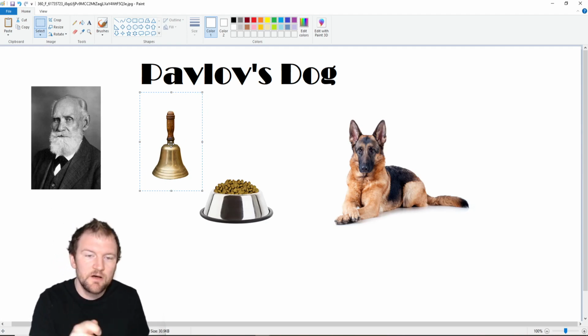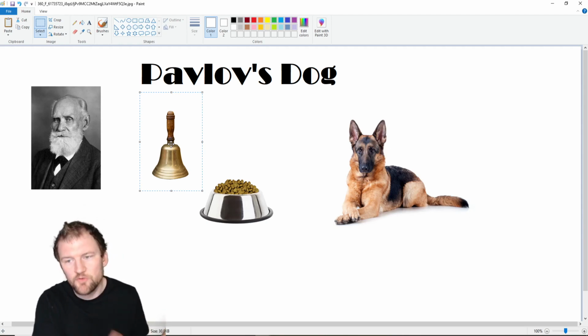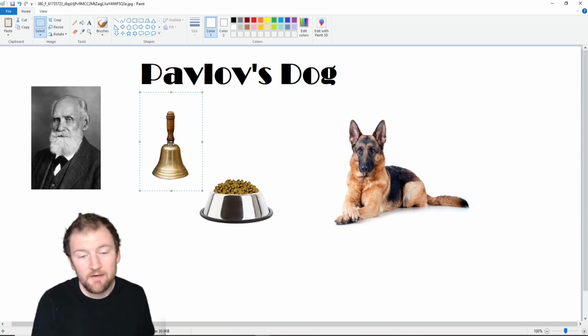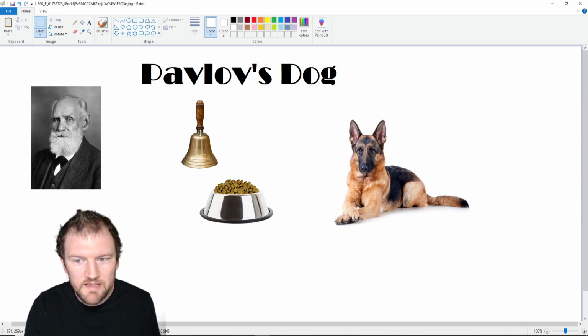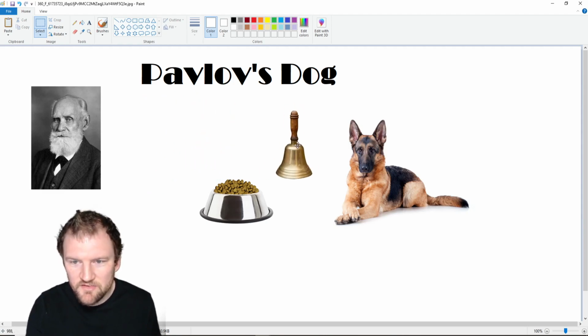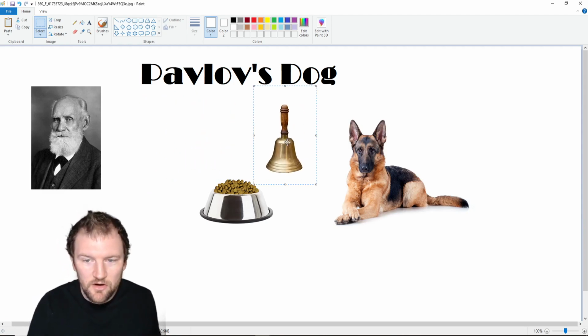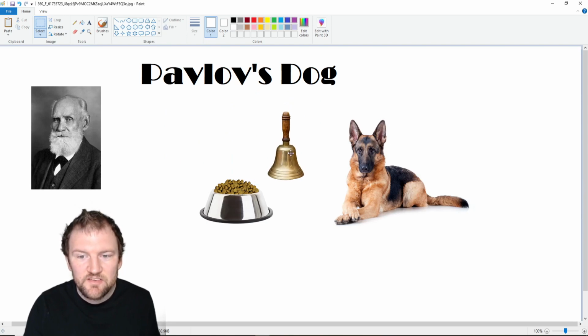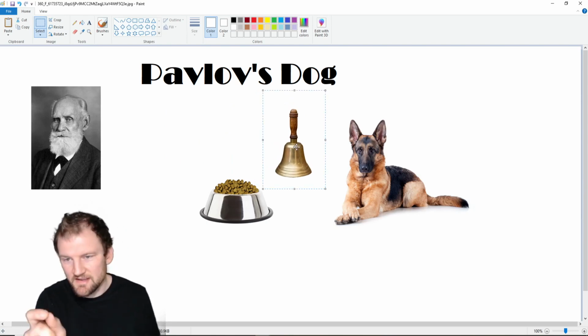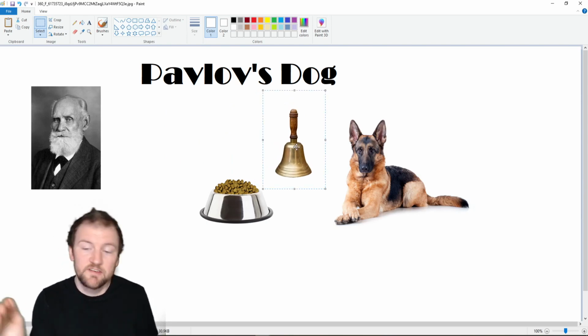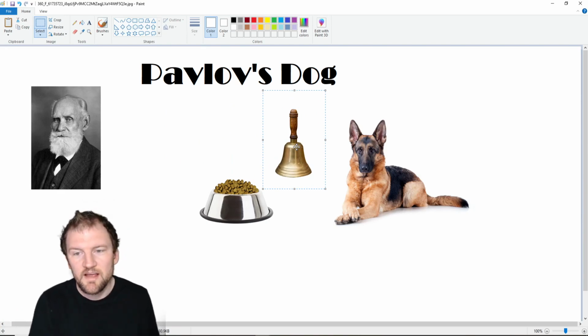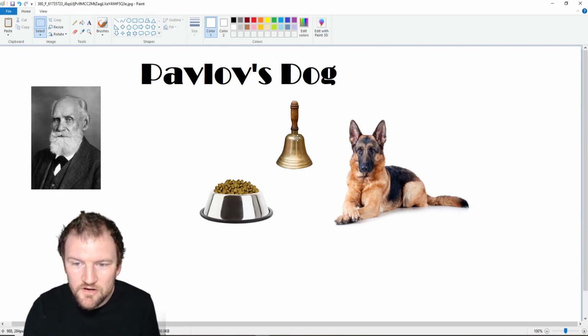Pavlov would ring the bell, and the dog would salivate to the bell, of course, because the dog knew that food was coming after the bell. But Pavlov would ring the bell, and it would cause the dog to salivate. So this would be what he would later call a conditioned stimulus. Conditioned, like he conditioned the bell, he conditioned the dog to salivate to the sound of the bell, and the conditioned response to this new stimulus would be salivation just to the bell alone.